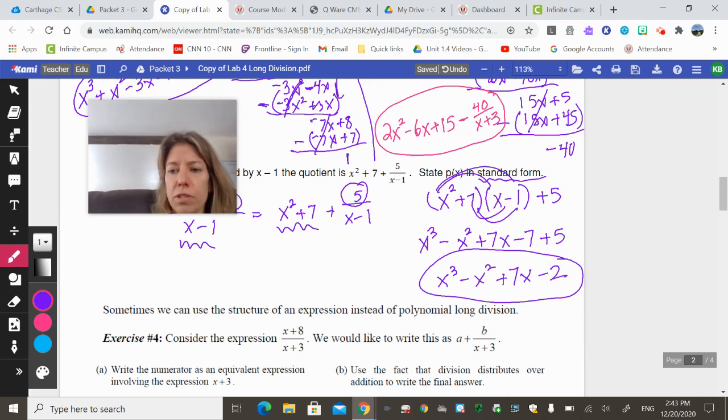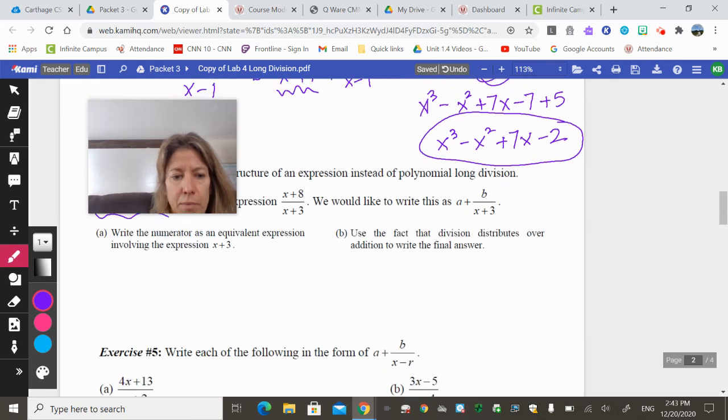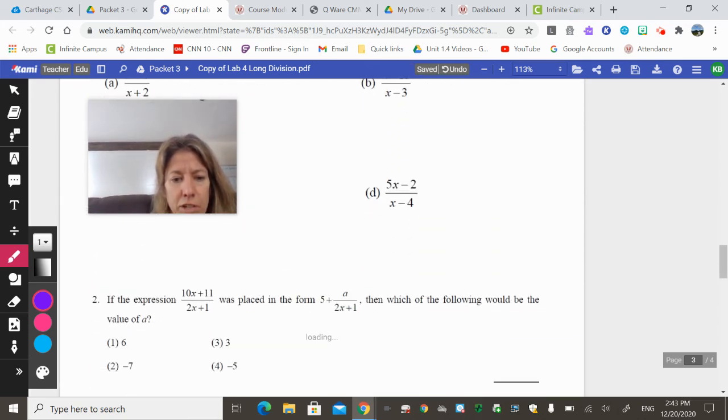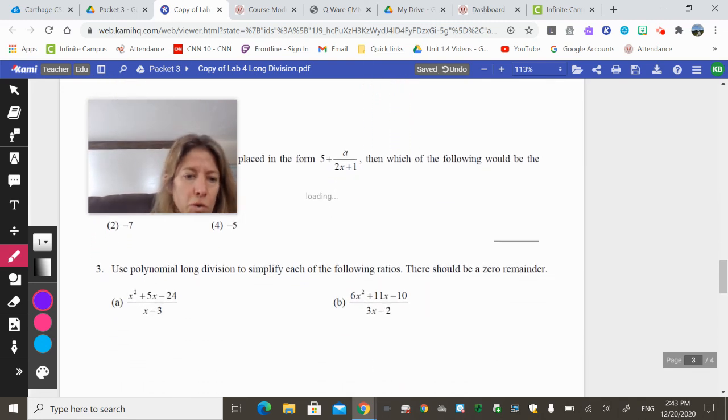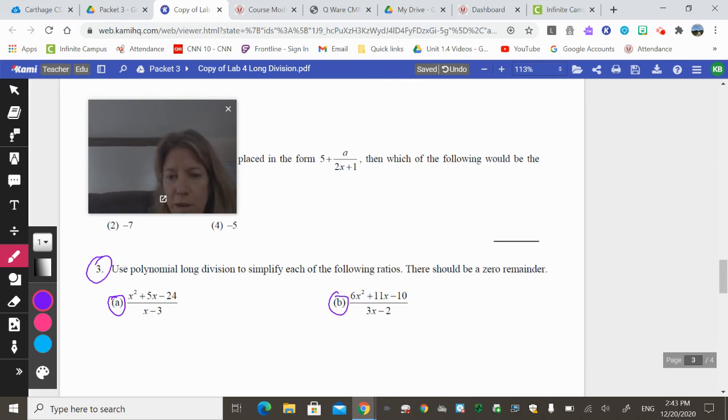All right, so that was polynomial long division. We're going to finish the notes in the next lab. We're also going to split this into labs, so we'll teach you this method, but I think you've learned enough new information today. So your homework is going to be questions 3A and B. Okay, practicing your long division.